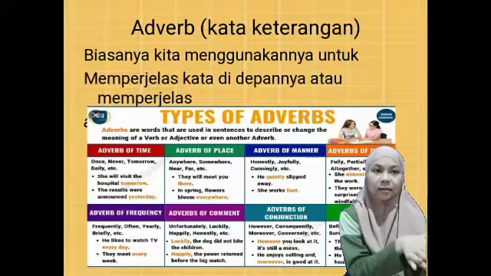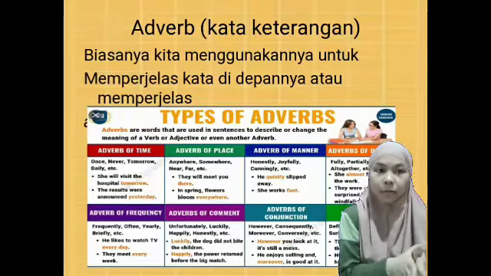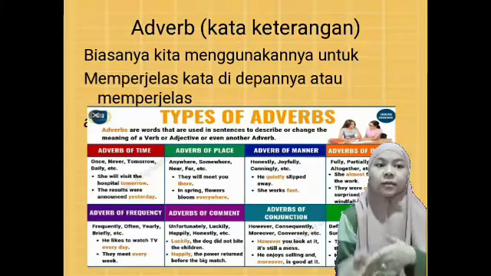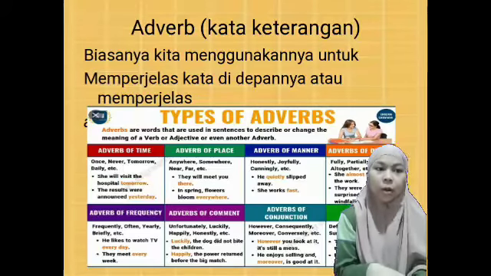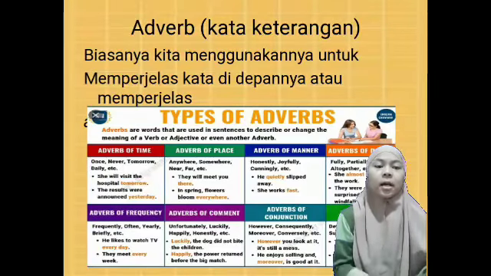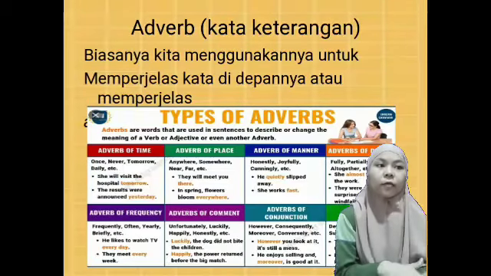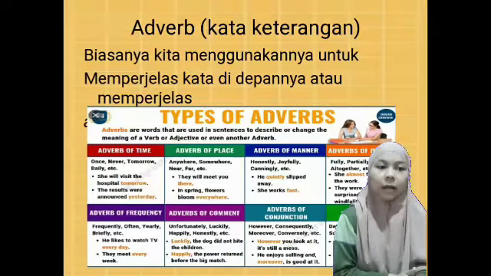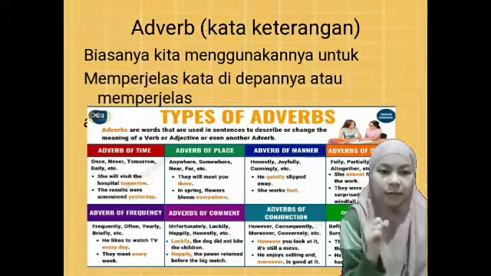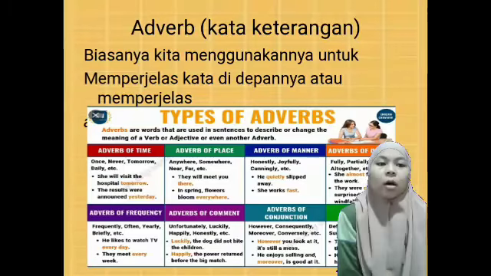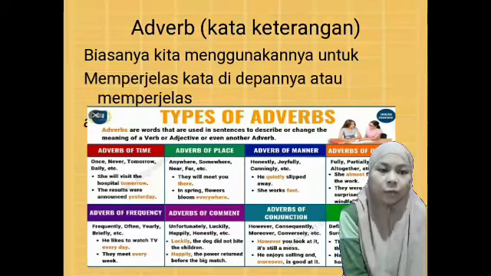Well, the next lesson is about adverb. So what is adverb? Adverbs are words that are used in a sentence to describe or change the meaning of a verb or adjective or even another adverb. Adverb is used to explain the word in front of it or adverb itself. So here are some types of adverb. First is adverb of time. For example, once, never, tomorrow, daily, and etc.